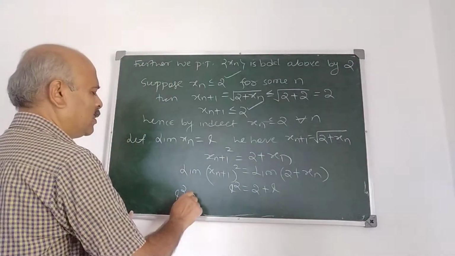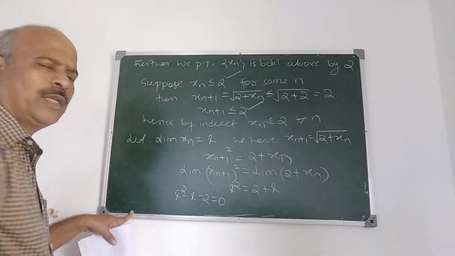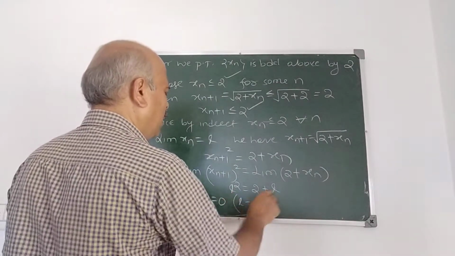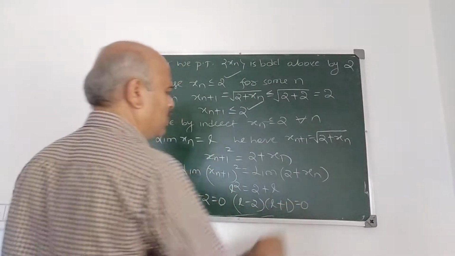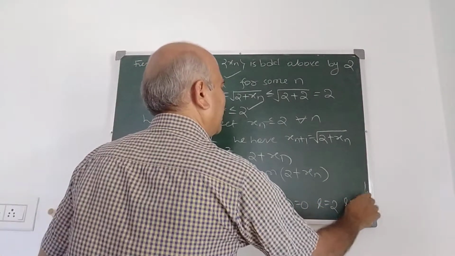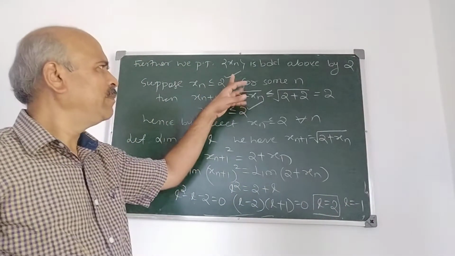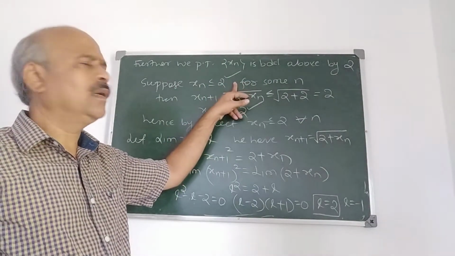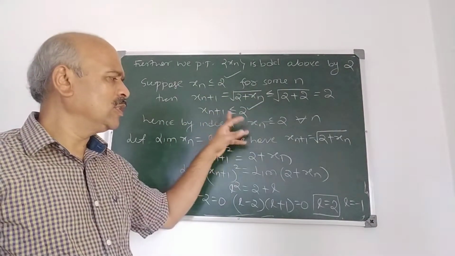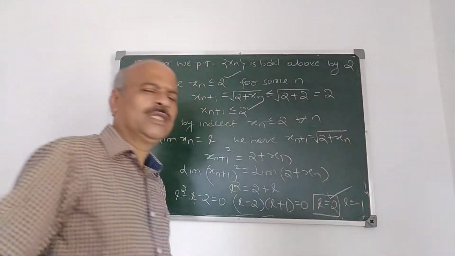So L squared minus L minus 2 is 0. The limit L is obtained from this. Solving this, (L minus 2)(L plus 1) is 0. Factorized, L is 2 or L is minus 1. But L cannot be negative here because xn is the square root of 2 plus xn-1, so no term of the sequence is negative. Therefore L is 2. So the limit of the sequence is 2.